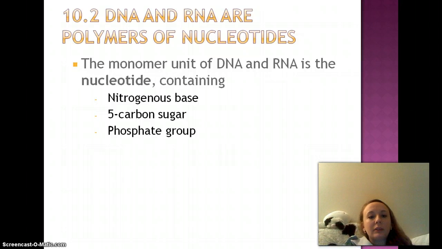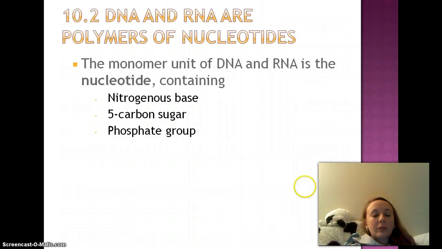So they're polymers of nucleotides. So let's review real quick. A polymer is like a big unit, and then a monomer is the smaller subunit within it. So if I had a long chain of pearl necklaces, that would be my polymer, and then each pearl inside the necklace would be a monomer. So the monomer unit of DNA and RNA is the nucleotide.